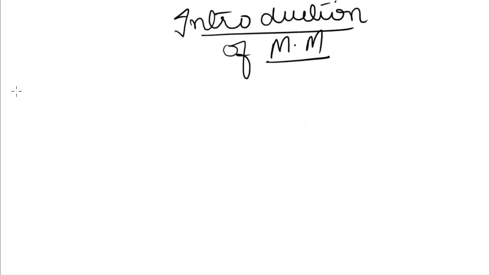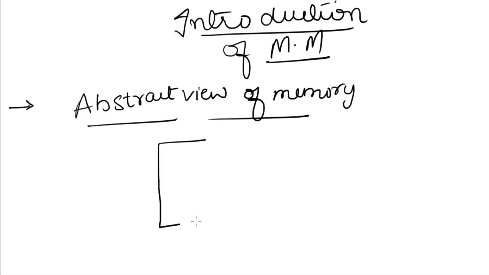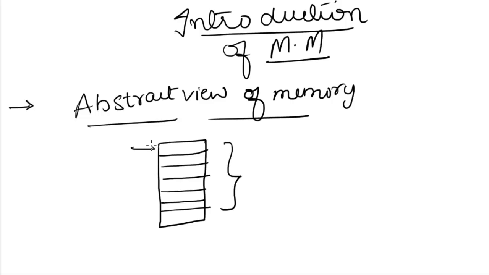Introduction to memory management. Now I will explain what is meant by abstract view of memory. The memory will be organized in the form of words. Assume that this is the main memory. This is word number 0. Like this there will be n number of words.